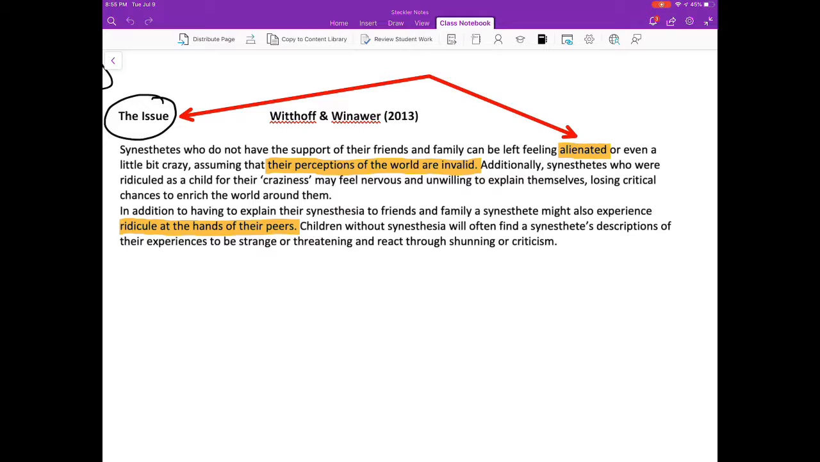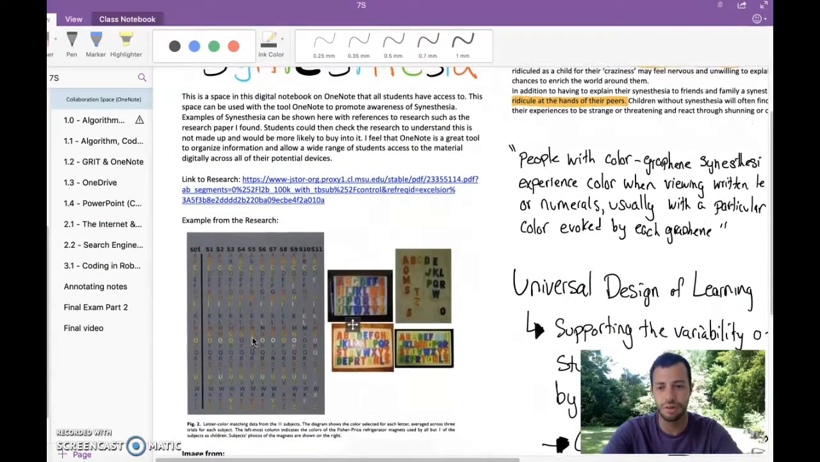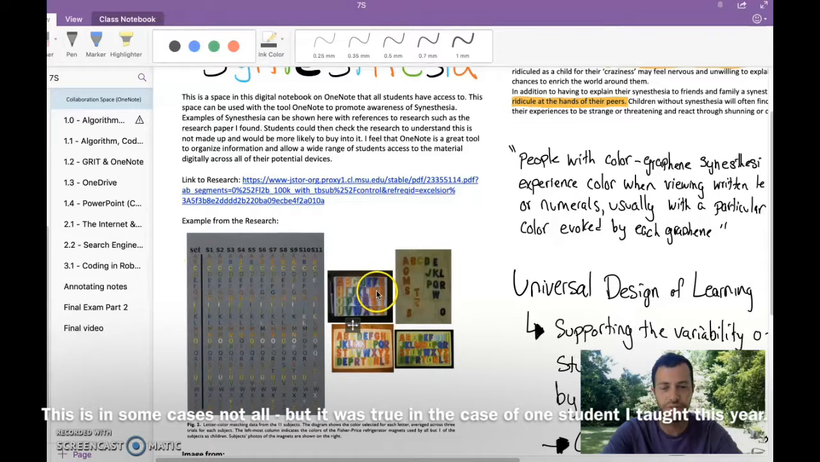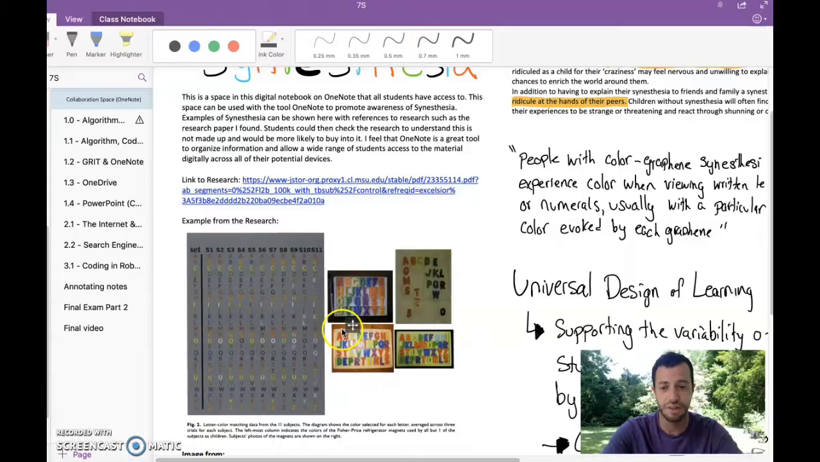So the issue, according to Witthoft and Winawer, 2013, is that students who have synesthesia often feel alienated because they feel like their perceptions of the world are invalid. Other students don't really understand what it's like, and they end up ridiculing them. If you notice over here, according to their research, certain letters correspond to certain colors, and it differs from person to person who has synesthesia. So A may refer to red, while C may refer to yellow, and they categorize these letters with these specific colors in everything that they see.